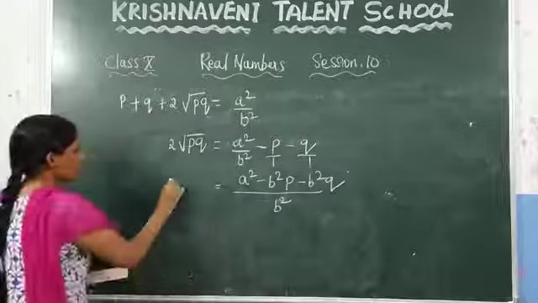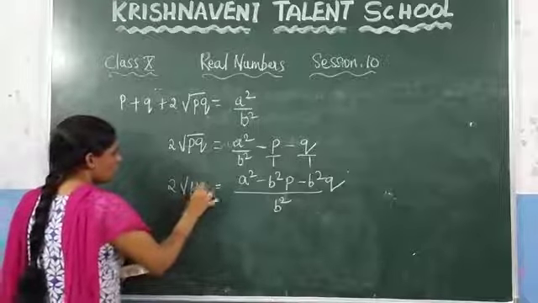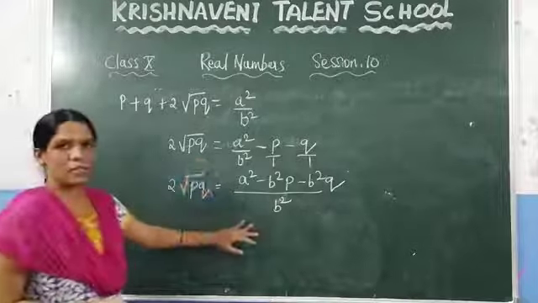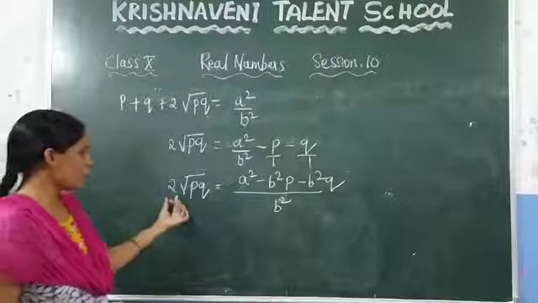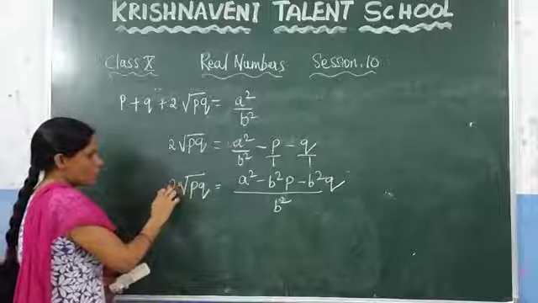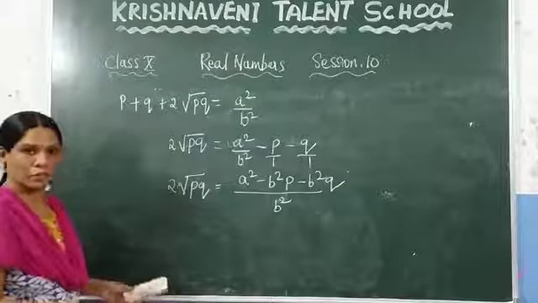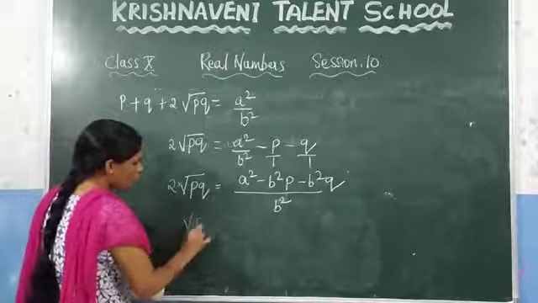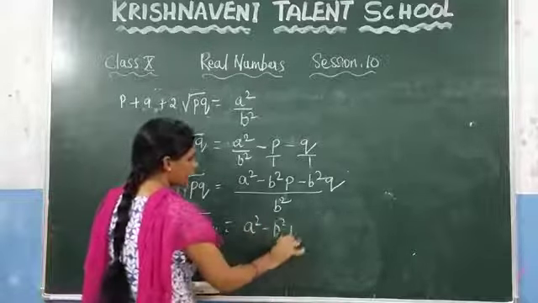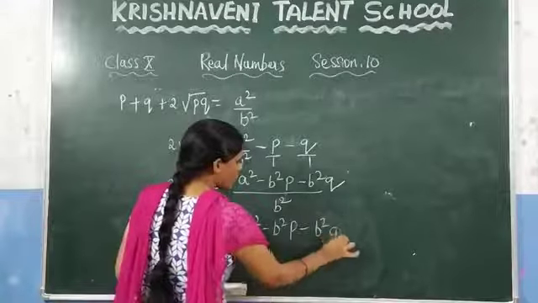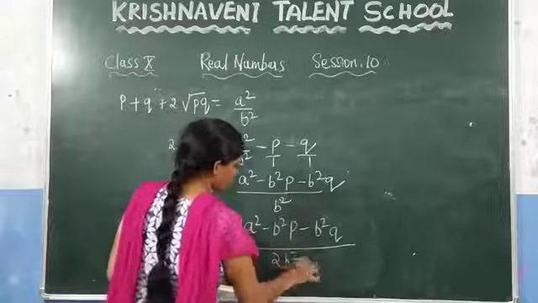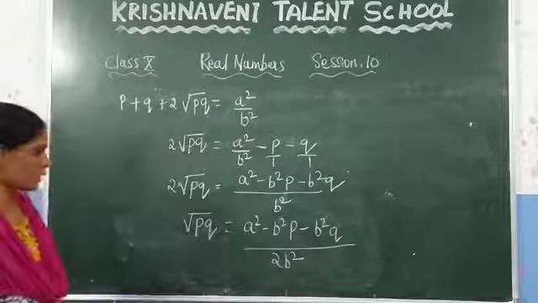Now here, what is this value? 2 into root pq. Now take this 2 to this side. Here this 2 and root pq, there is multiplication. If you take it to the right hand side, what will it become? Division. So you get root pq is equal to a square minus b square p minus b square q by, if you take 2 this side, it will become 2b square. At last we got this equation.